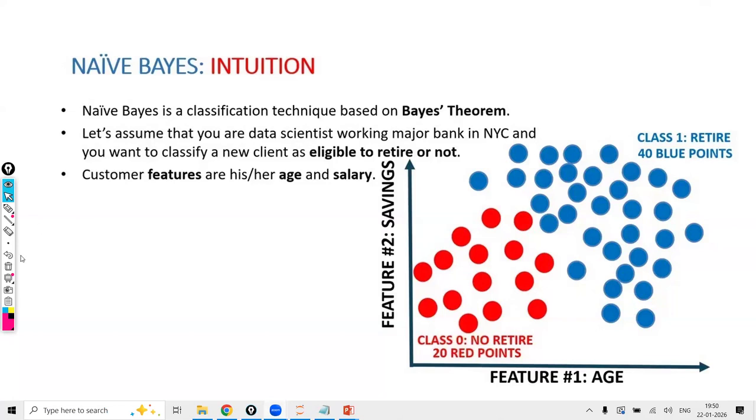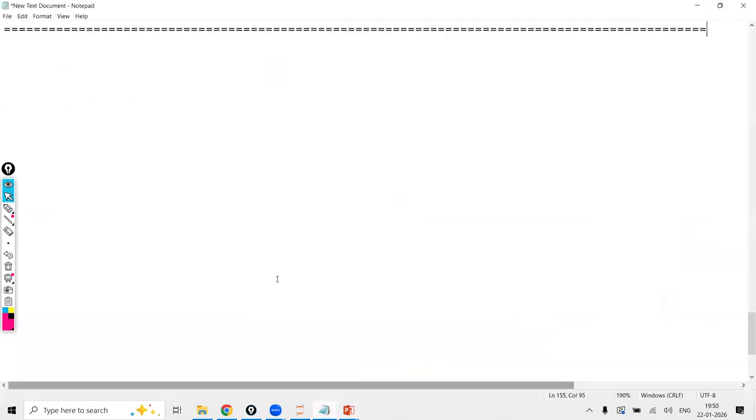Now what these two persons have done: Bayes did it like this. Whenever you have 2 or 3 classes, with 2 classes the logic is the same, with 3 classes also the same logic. First calculate the probability of the first class separately, and similarly calculate the probability of the second class separately. Out of these two, one will have the highest probability. Simply select that one.